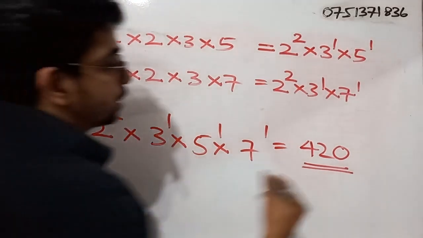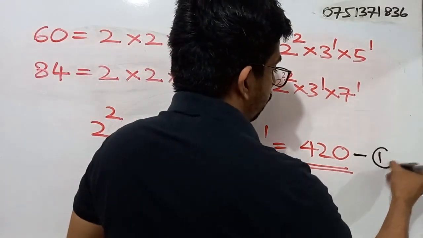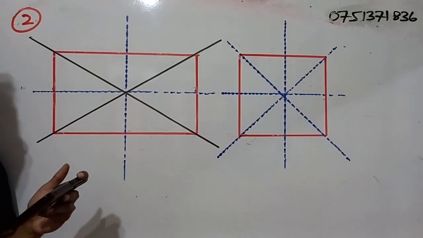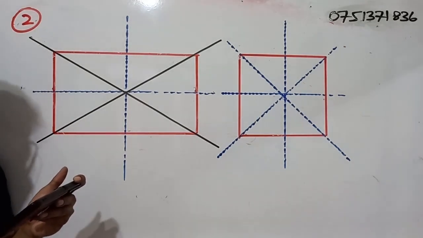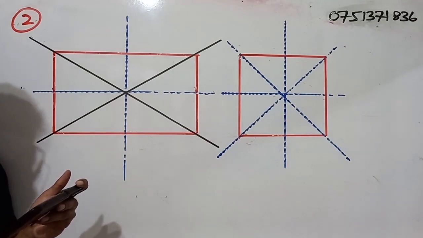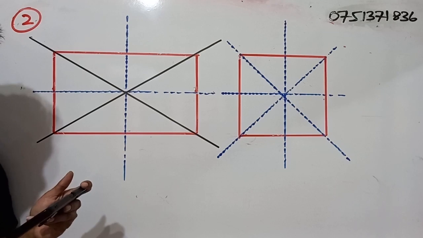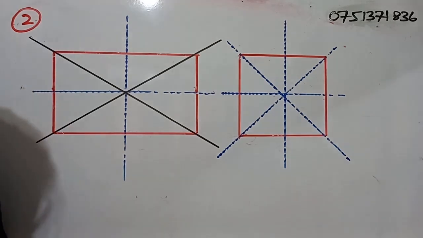So for the correct answer, you will be getting 1 mark. Right. Question number 2. So we have been given 2 statements. We have to check whether those 2 are true or false. So the first one, a rectangle has 4 lines of symmetry.